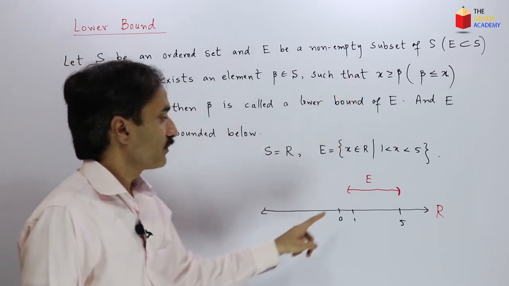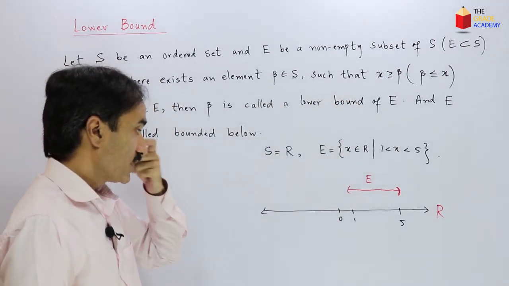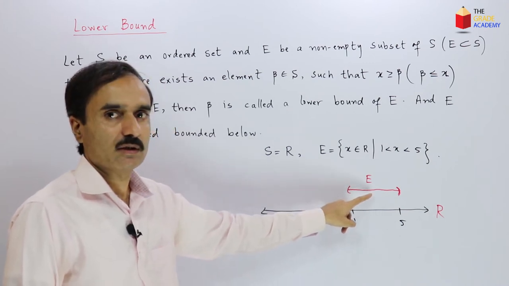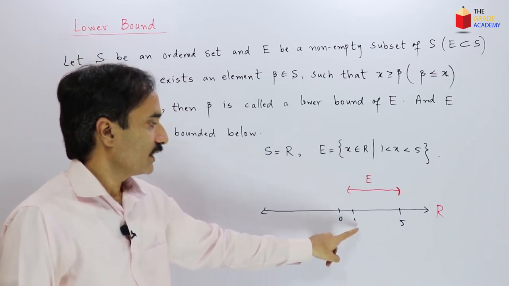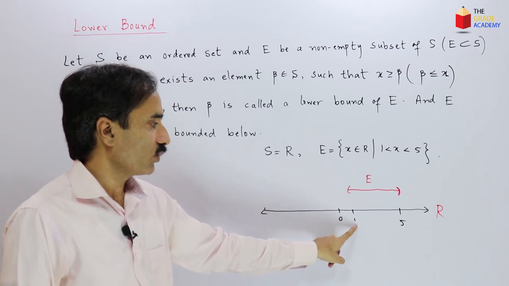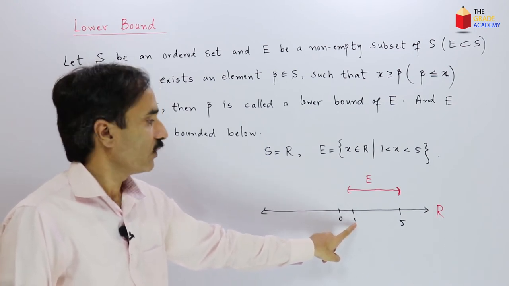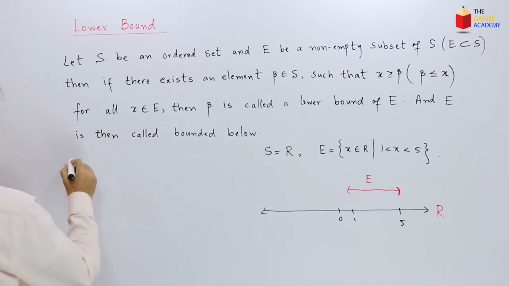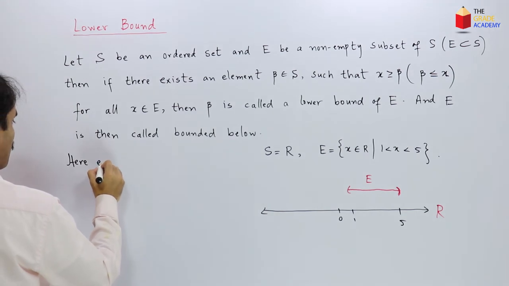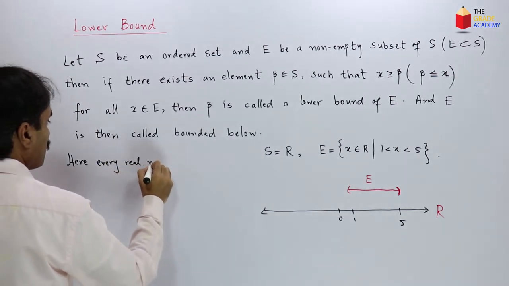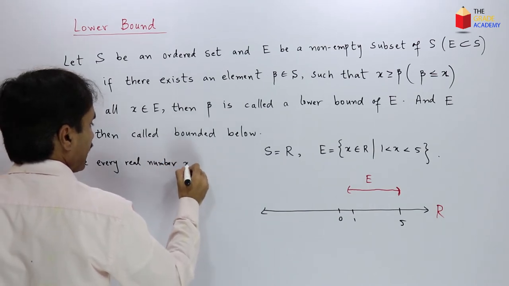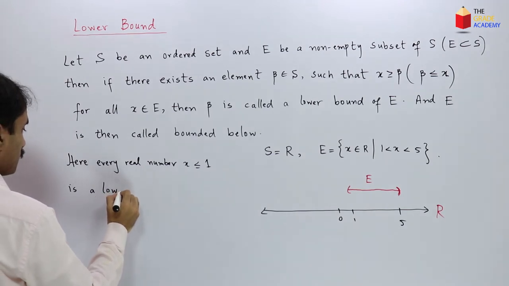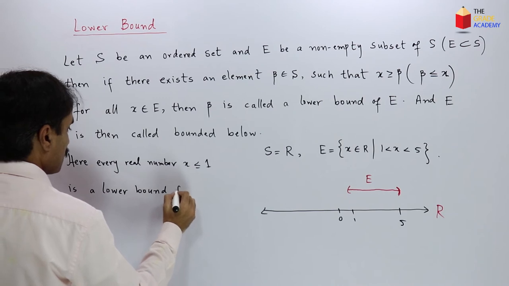So now according to this definition, any number which is less than all the elements of the set E will be a lower bound for E. So as you can see here, 1 is the smallest number in the set E. So any real number less than or equal to 1 will be a lower bound for the set E. So here every real number X less than or equal to 1 is a lower bound of E.